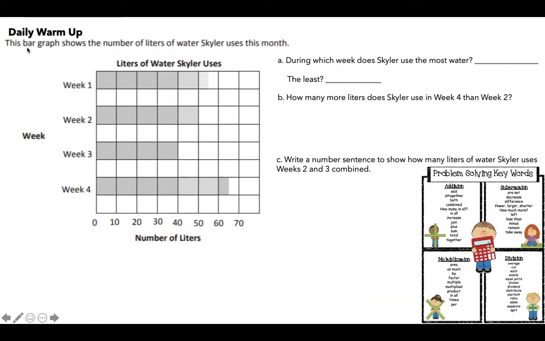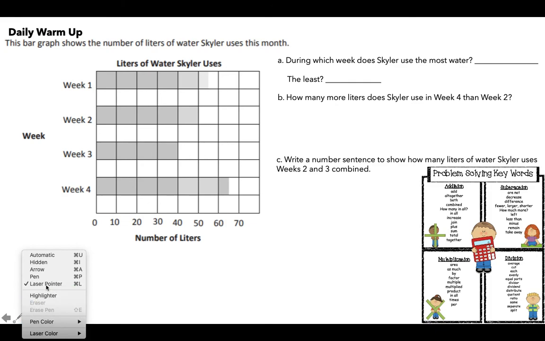Daily warm-up. This bar graph shows the number of liters of water Skylar uses this month. Here's our bar graph. You can see that each week is labeled on this side because that's where our weeks go, and you can see the number of liters is over here. They're counting by tens. Each full box is 10 liters of water.